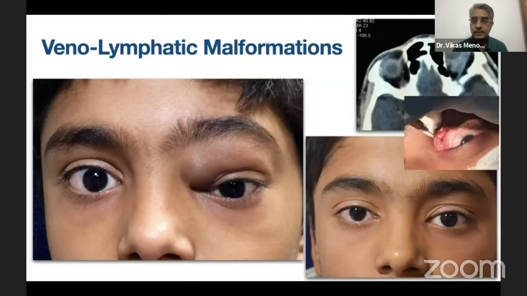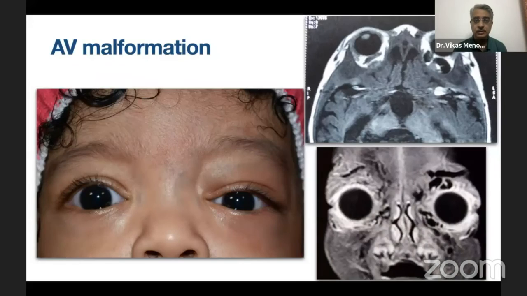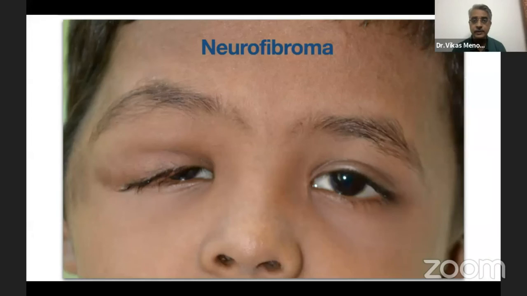Venolymphatic malformations already Dr. Seema has covered, so I'll not go into those. AV malformations Dr. Seema has covered. Again, you need to be careful of these high flow malformations. Don't treat them as a venolymphatic or low flow malformation. Otherwise, there can be a lot of bleeding, which may be difficult to handle.